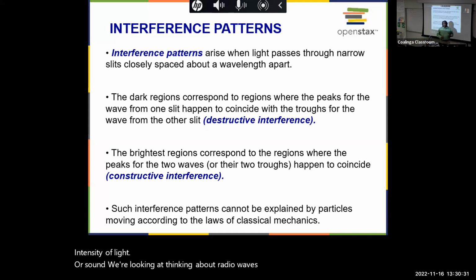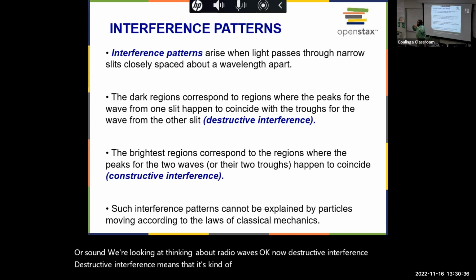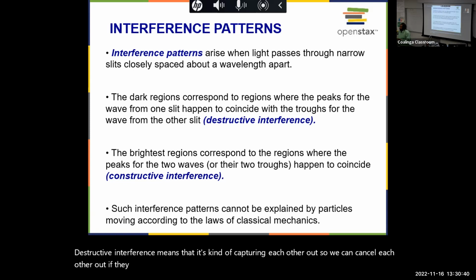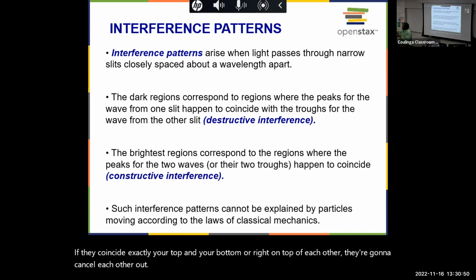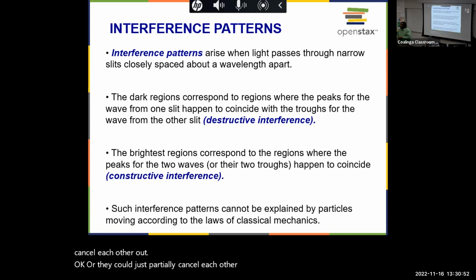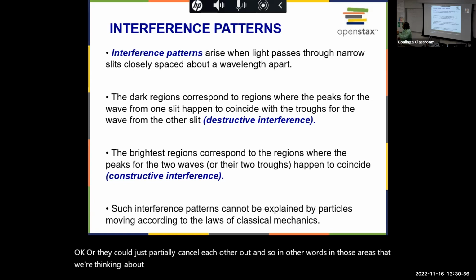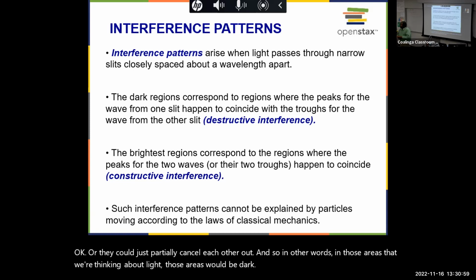Now, destructive interference means that it's kind of canceling each other out. It can cancel each other out if they coincide specifically. I'll give you an example. If they coincide exactly, like your top and your bottom are right on top of each other, they're going to cancel each other out. Or they can just partially cancel each other out. And so, in those areas, if we're thinking about light, those areas will be dark. Okay, so let me give you an example.